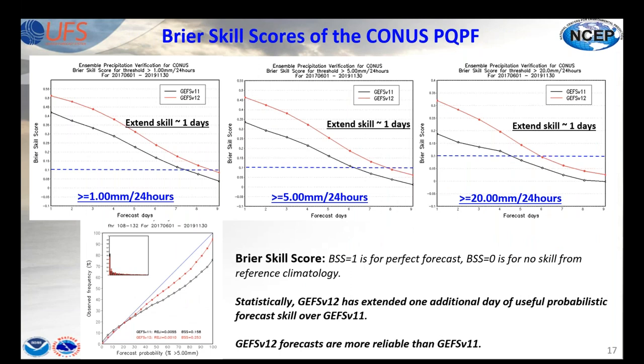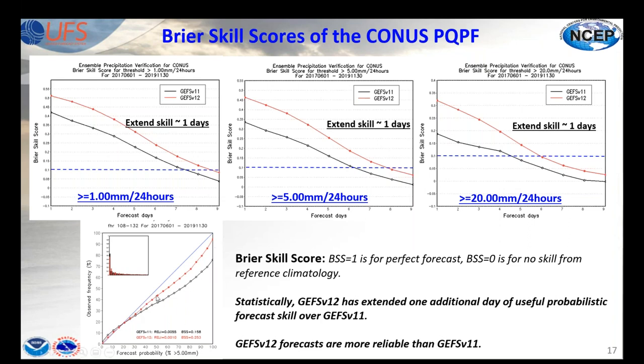Precipitation improvements are one of the biggest attractions from this implementation. What you're seeing here is the ensemble precipitation verification for the CONUS for different thresholds. This is the one millimeter per day threshold. This is 5 millimeter and this is 20 millimeter. And in all these different thresholds, the scale is extended by more than a day in terms of how much useful scale is there from the ensemble system.